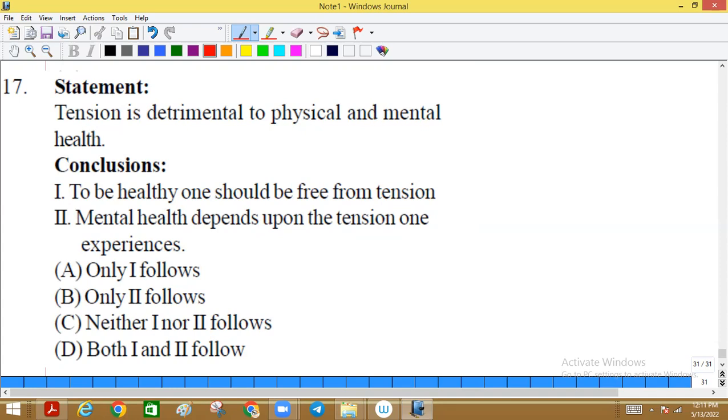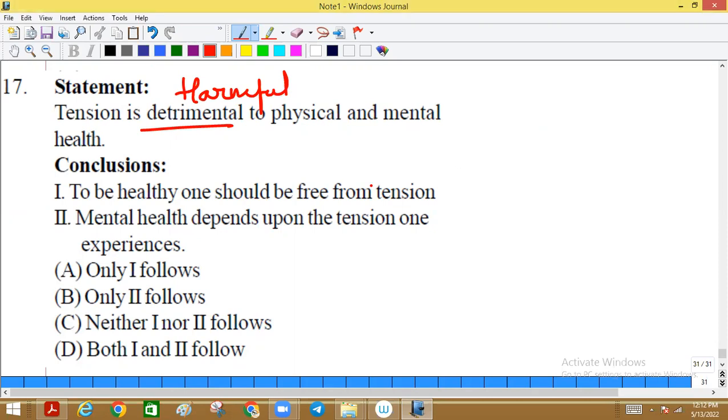What is the meaning of the word detrimental? Harmful. Now you try to answer it. What's the answer? Both correct or wrong? Both are correct. Tension is detrimental, that is, harmful to both physical as well as mental health.